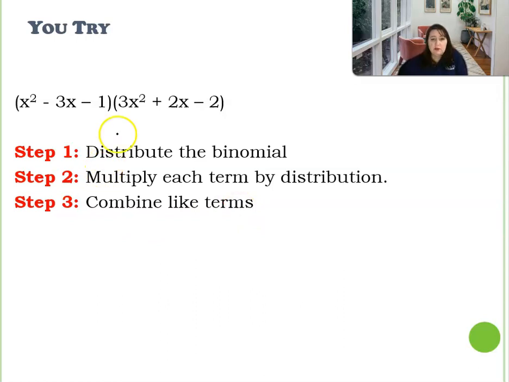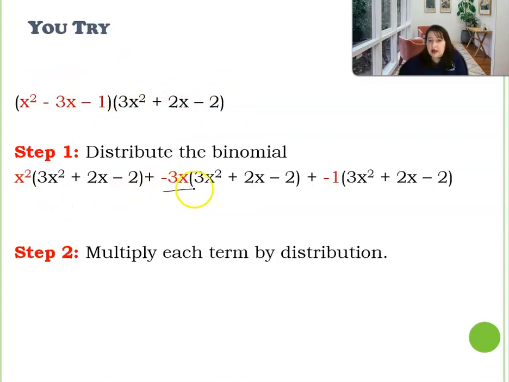First thing I want to do is distribute this whole thing to each of these terms in here. Again, I'm going to use that plus negative 3x and plus negative 1 because it's less confusing for me when I'm going through this. This way, by the time I get to this negative 2, I don't end up with a negative 6x. It's got to be positive because a negative 3 times a negative 2 can be positive. So I'm going to go ahead and distribute my terms.